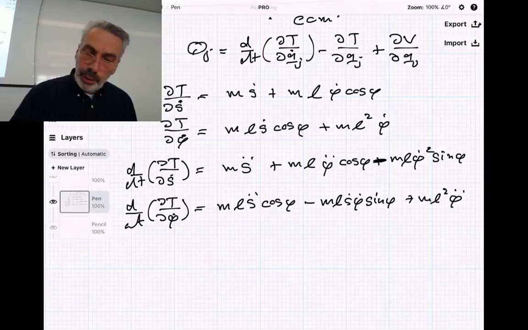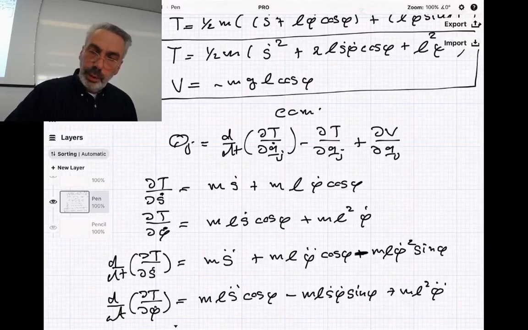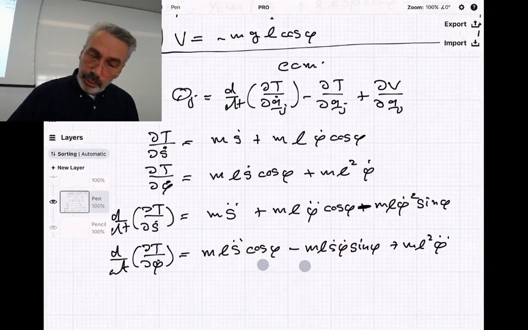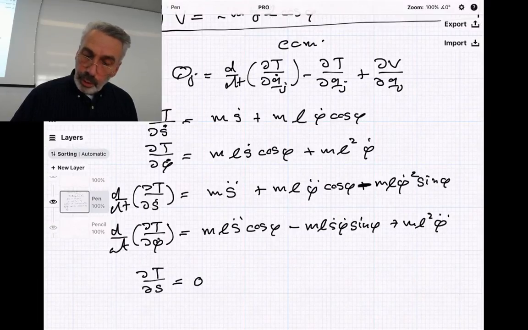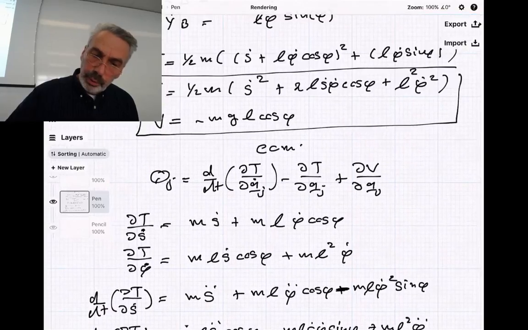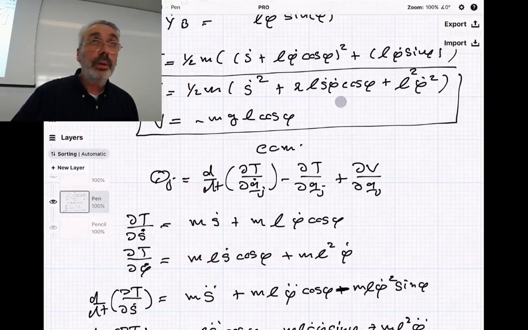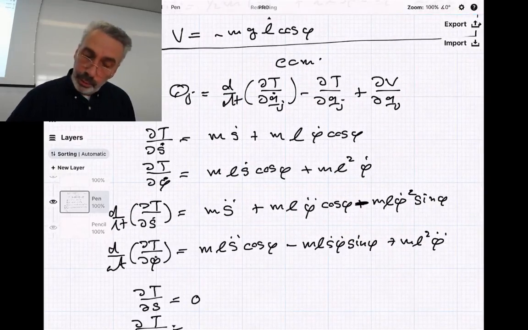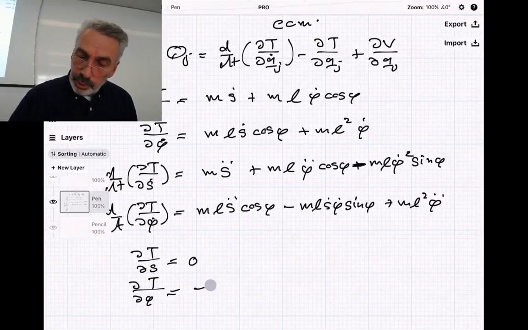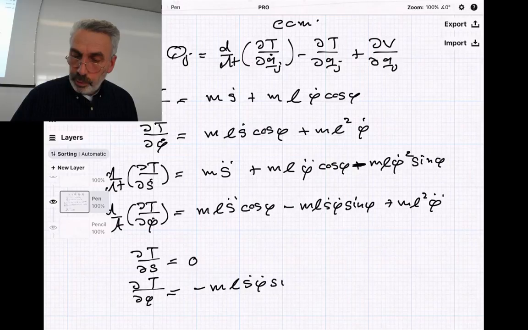Those terms. And then we get the term ∂T/∂s. If you look at the kinetic energy, there is no s in there. There's s dot and phi, but the distance s is not there. So the derivative is 0. And then the other one, ∂T/∂phi. There we have a lot of terms. Oh, it's only this one. That's the only coordinate, so the 2 goes away. m l s dot phi dot, and then the cosine becomes a sine with a minus sign. So that's the minus m l s dot phi dot sine phi.